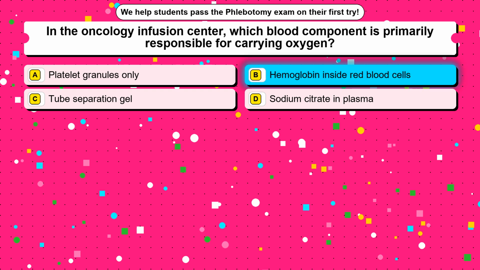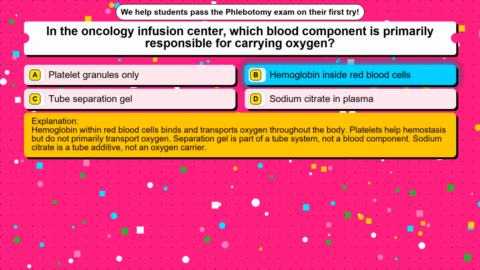The correct answer is option B. Hemoglobin inside red blood cells. Hemoglobin within red blood cells binds and transports oxygen throughout the body. Platelets help hemostasis but do not primarily transport oxygen. Separation gel is part of a tube system, not a blood component. Sodium citrate is a tube additive, not an oxygen carrier.